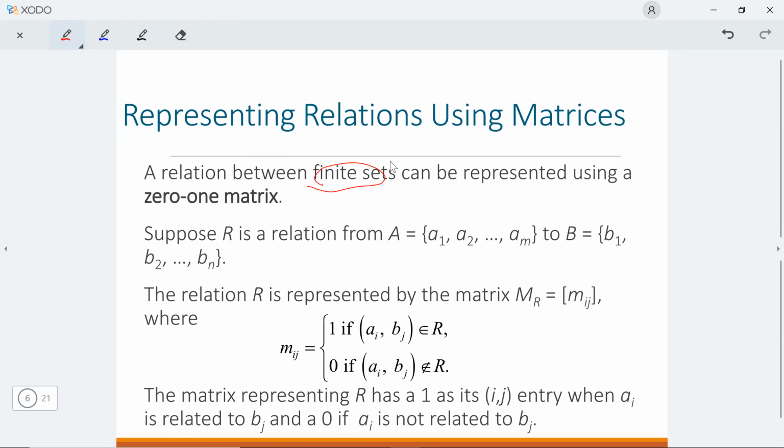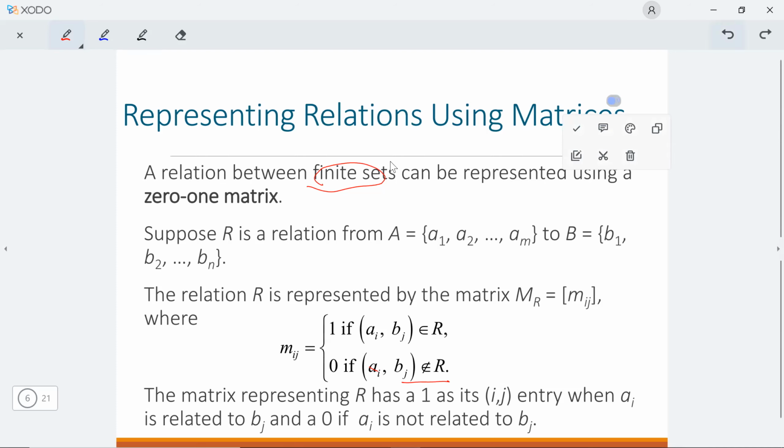Okay, and then for our matrix, we have a 0, 1 matrix. That means the values we can have in this matrix are only 0 and 1. 0 means this pair of elements is not in our relation, and 1 means this element pair (Ai, Bj) is in our relation. Here A is an element from side A and B is an element in side B.